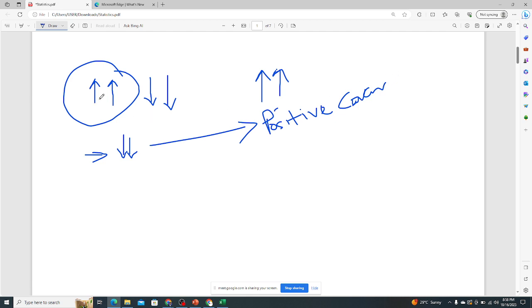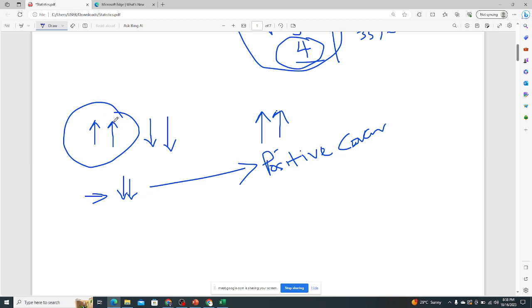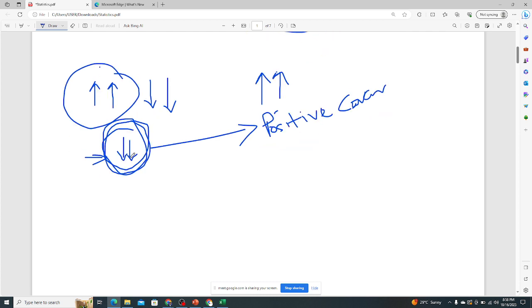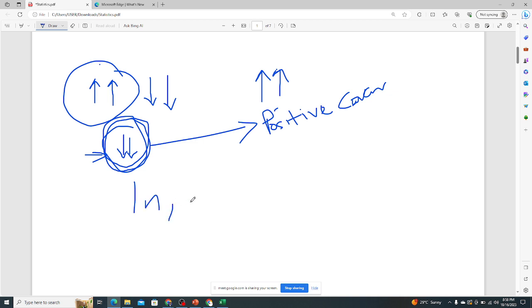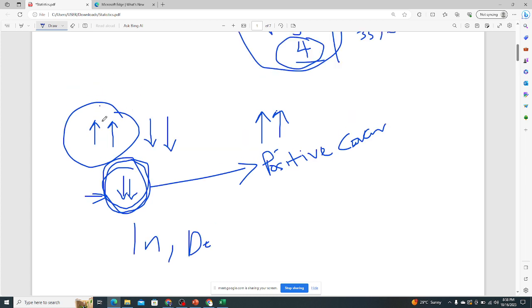Why? Because the two variables are moving in the same direction. Let me just keep it simple. The movement doesn't matter, provided the two variables are moving in the same direction. It can be increasing or decreasing. The movement of the two variables might be increasing or decreasing, provided both are moving in the same direction, that's a positive covariance. Even if they are decreasing together, that's also a positive covariance.